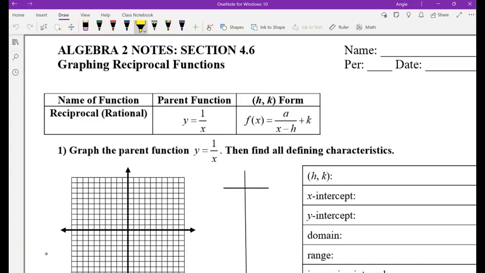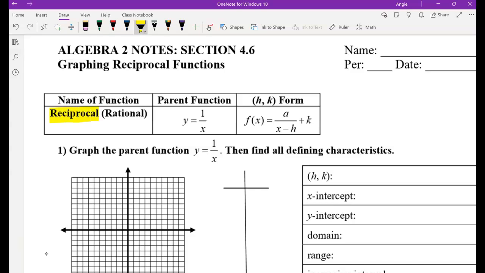So the title today is called a reciprocal function. Sometimes we also call it the rational function, okay? So the parent function, students, is always y equals 1 over x.